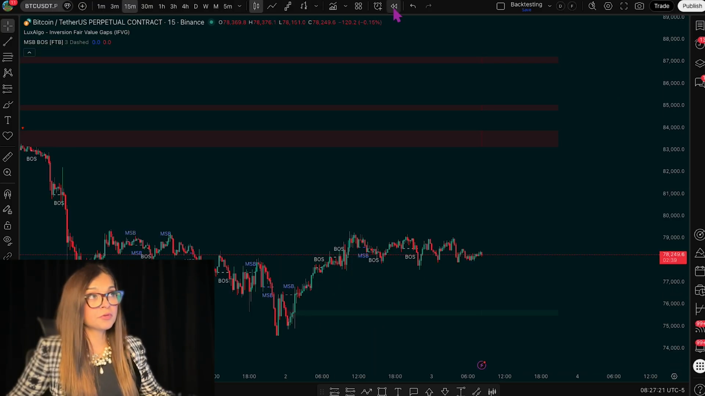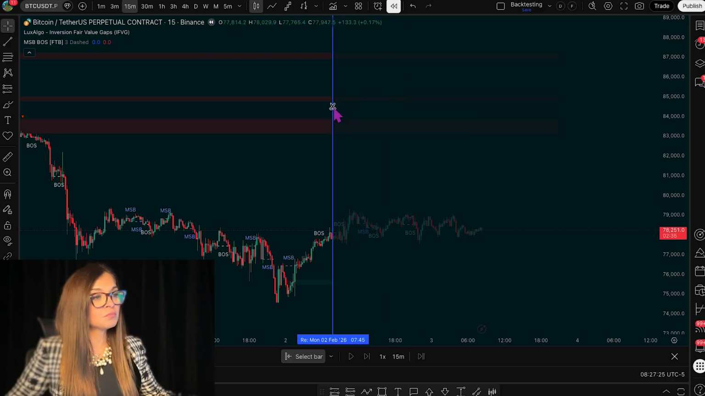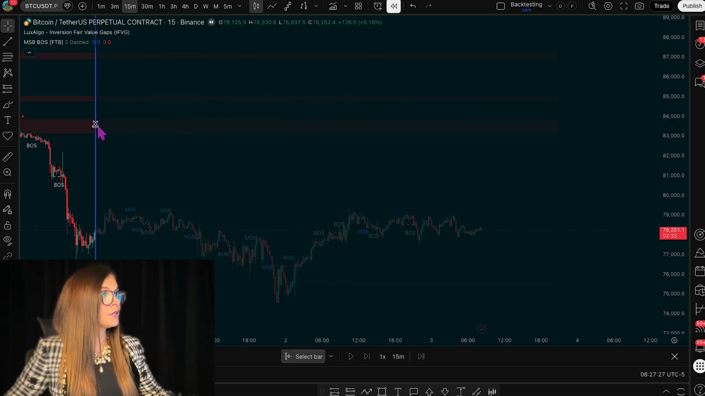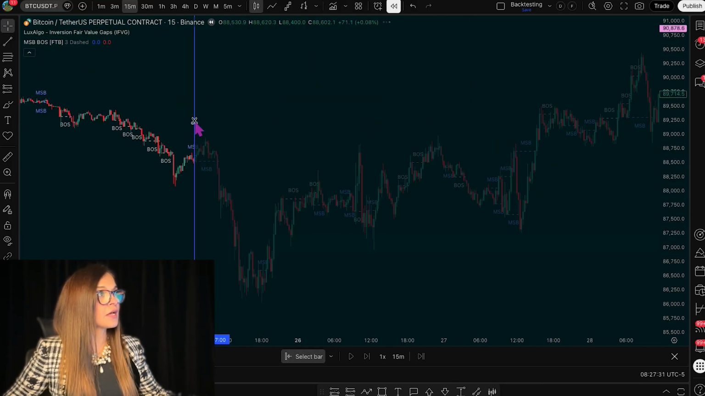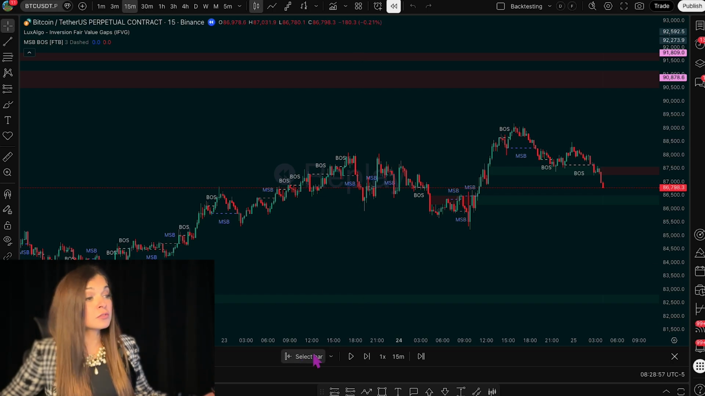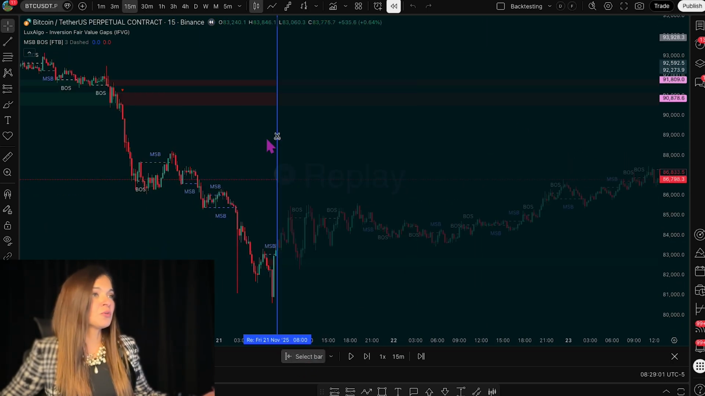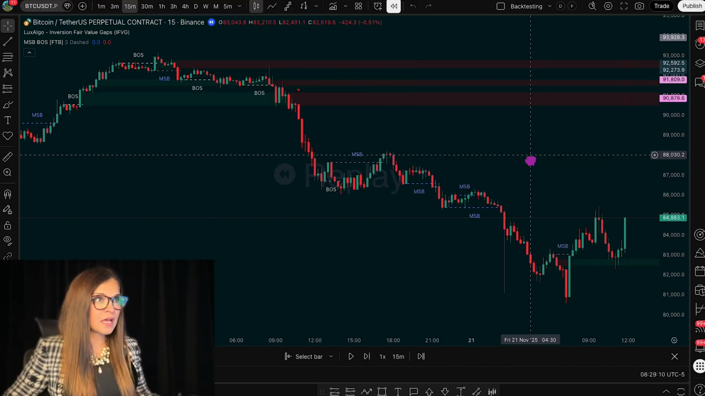Now let's click on replay. When you click on replay and move your cursor, you can go as far back as you would like. So we are at the point that we like. If you'd like to change that point, all you need to do is click on the select bar and you can even go further. Now let's begin our backtest. The first backtest begins as such.